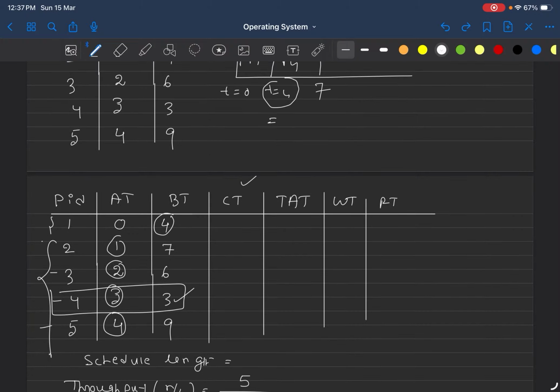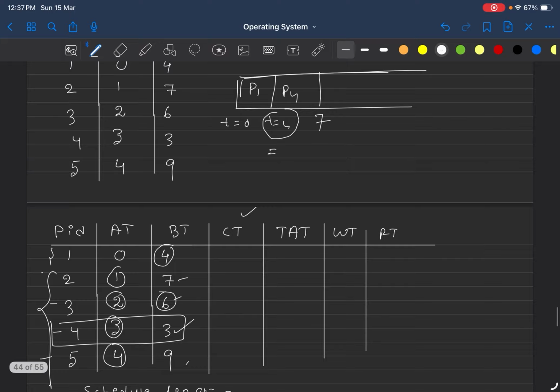Now your operating system will be choosing the next least burst time. Which process is having now the least burst time? Among 6, 7, 9, that is this one, that is P3. Let's schedule P3 here. 6 is the burst time, and from 7 it is getting scheduled. So 7 plus 6 is 13, and P3 will be finished.